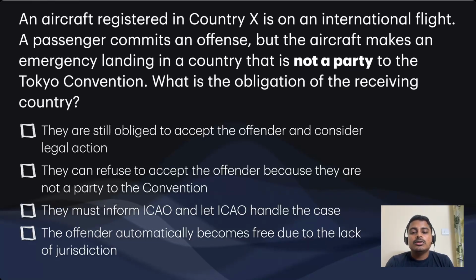So the offender cannot become free because he committed the offense on board, right? So the commander of the aircraft will be reporting to the authority upon landing.